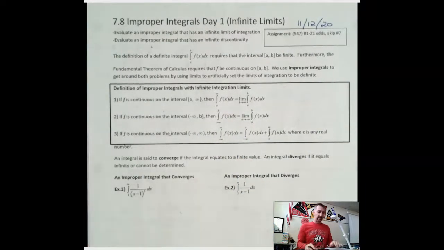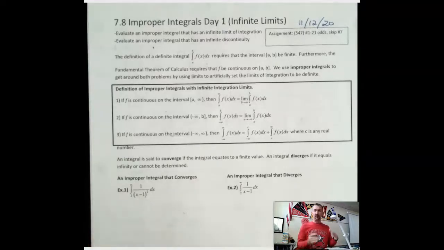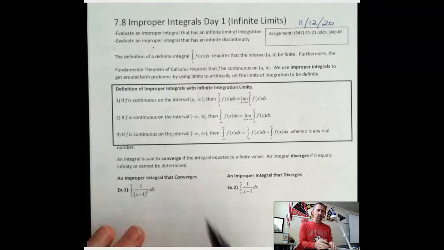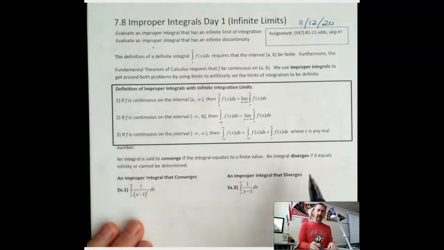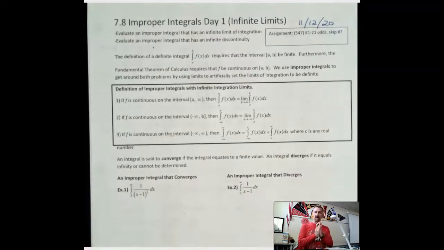So we'll look down here at converge. When things converge, that means they come to a head, they come to a point. So if it comes to a value it converges, and if not, it diverges.